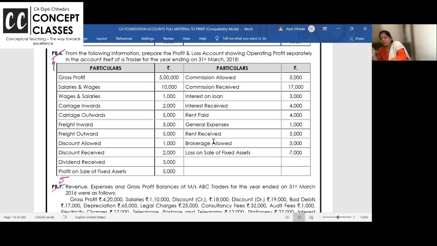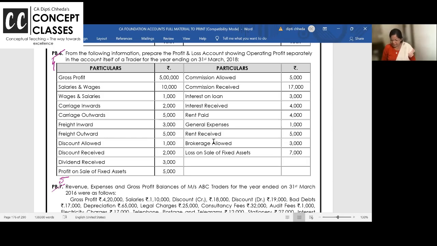Okay. So for practice, we will pick up the P&L account and do one problem now itself. I'm not taking P&L account with adjustments right now. Just without the adjustments. Simple P&L account we will prepare.